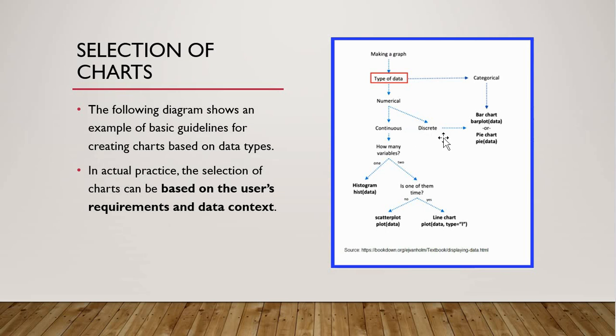If it is discrete, you can go for bar chart or pie chart. But if it is continuous, you have to check whether it is related to one variable or more. If more, check whether it is related to time. If yes, you can opt for scatter plot or line chart. If one variable only, you can use histogram. Okay.